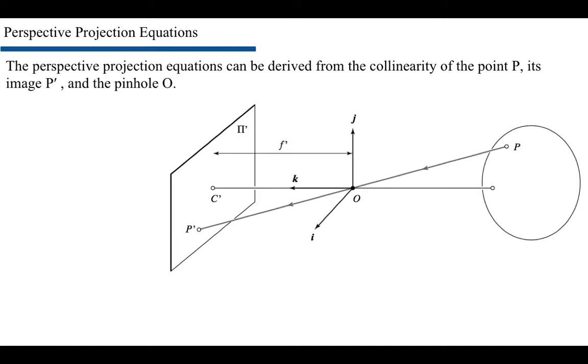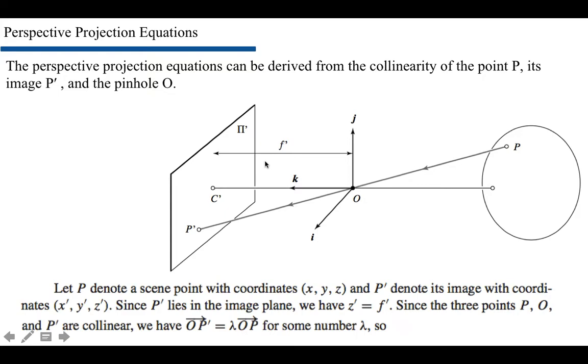The perspective projection equations can be derived from the collinearity of the point P. Let's think that we have an object here, it can be a balloon or something like a ball, and we take a point here, and we can derive the equations from the pinhole model, from the collinearity of the point P, its image P prime, and the pinhole O. So we trace a line, a direct vector from P to P prime going through O. It's pretty simple.